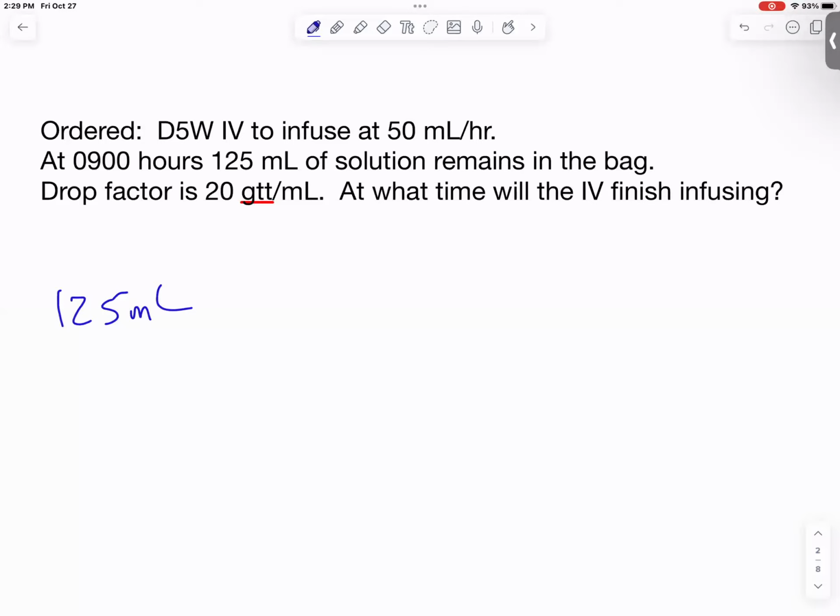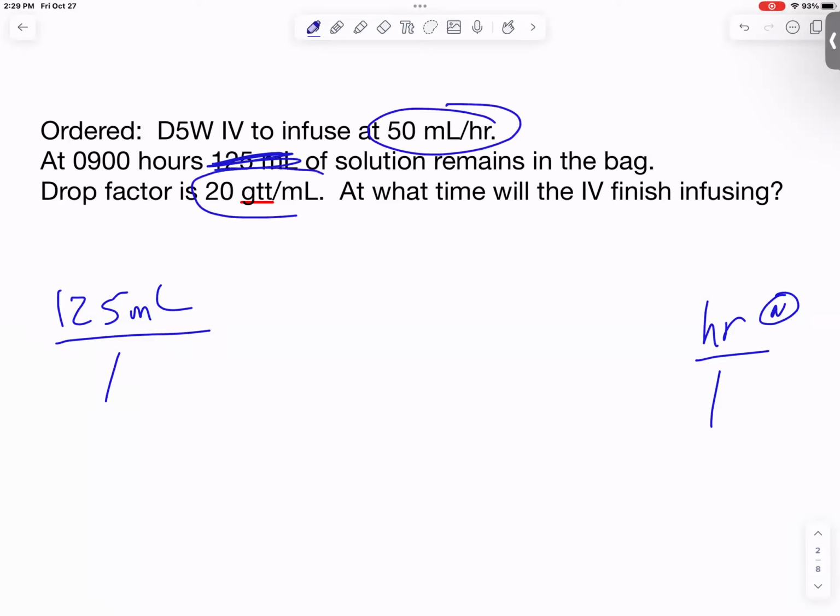All right. So when I read this, I continue to find out that it has a drop factor of 20 drops per milliliter. But it's also asking me what time the IV will finish infusing. So we always start with left in the bag and we solve for time, and time is hours. Hour has to end up in the numerator, okay? So when I look at my problem, I have to solve for hours. When I look in this question, the only thing with time in it is this.